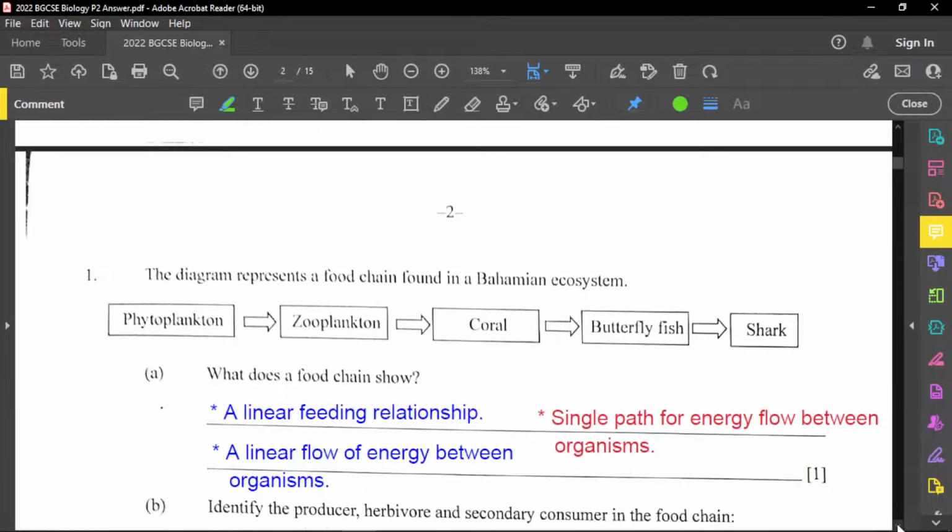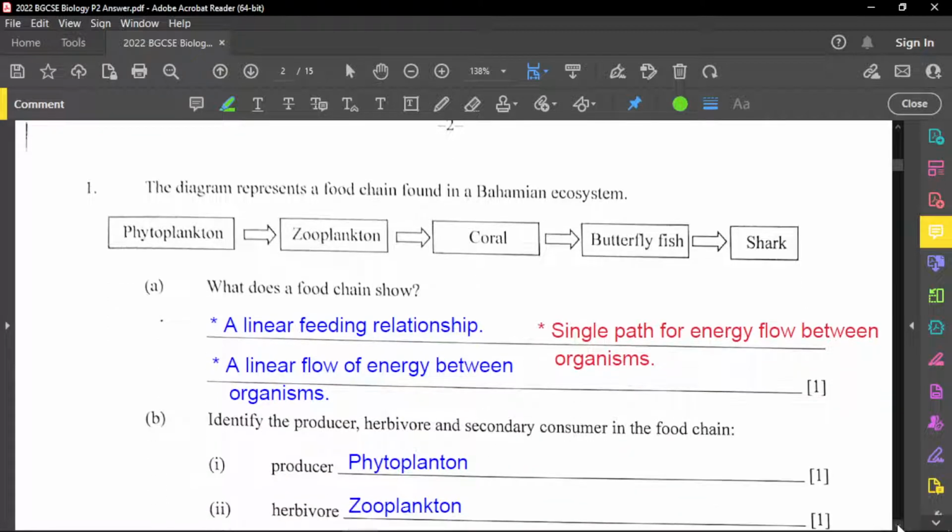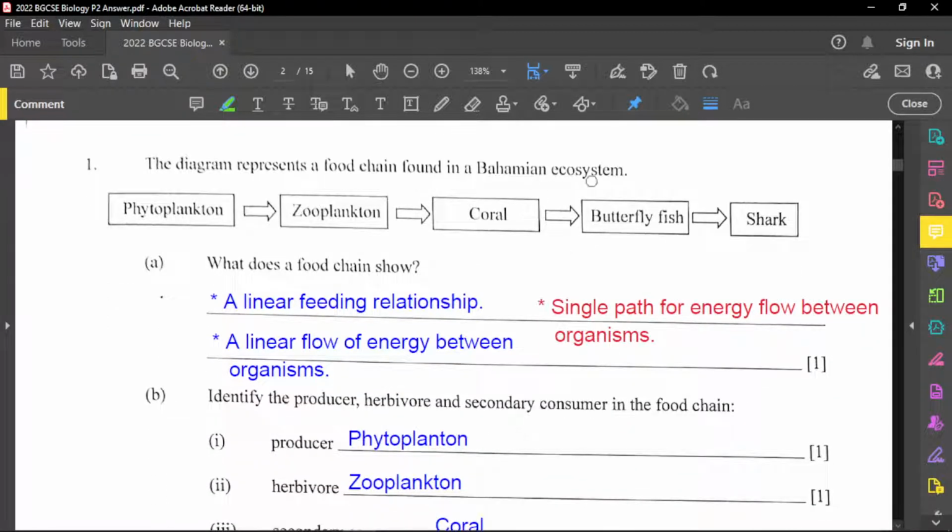Question number one reads that the diagram represents a food chain found in a Bahamian ecosystem. You can study the food chain starting with the phytoplankton, zooplankton, coral, butterfly fish, and then the shark. Now the first part of this question asks, what does a food chain show? A food chain shows a linear feeding relationship. You can also state it as that it shows a linear flow of energy between organisms, or you can state that it shows a single path for energy flow between organisms. So anywhere along that line, you'll be okay.